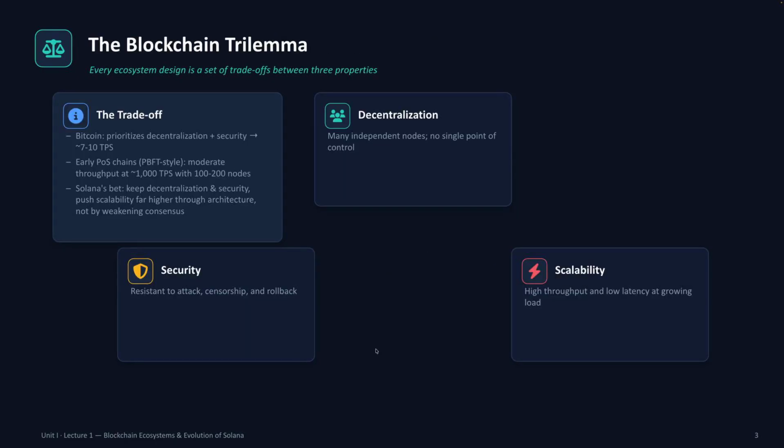The blockchain trilemma. What exactly is the blockchain trilemma? It comprises decentralization, security, and scalability. However, the main problem is at any given point of time, only two of these three properties can go hand in hand. Let me explain that.